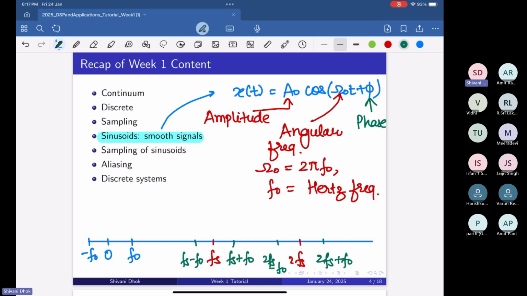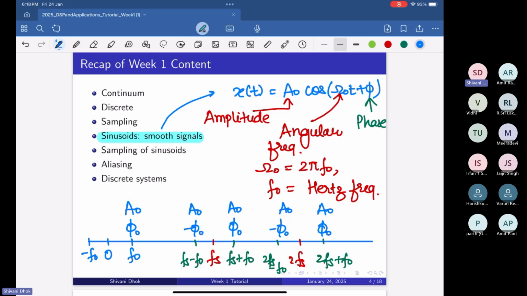2fs minus f naught. So in that case, what we will have is, here our amplitude was a naught and phase was phi naught. For these replicas, what we will get is, here we'll have amplitude as a naught and phase as phi naught. However, for the mirror image that we are having here, we will get amplitude again as a naught, but my phase will be flipped. It will be minus phi naught. And this kind of thing will be available at every integer multiple of our sampling frequency.